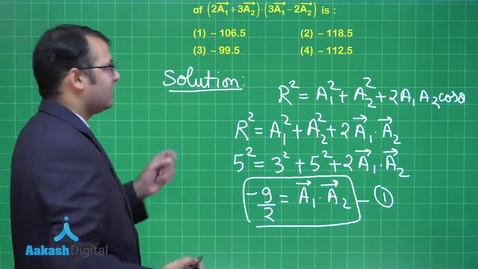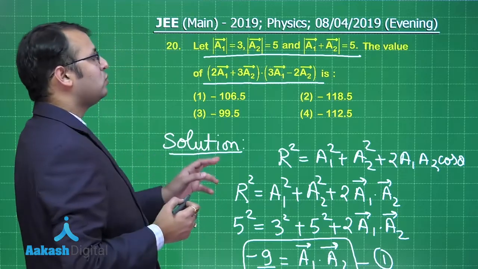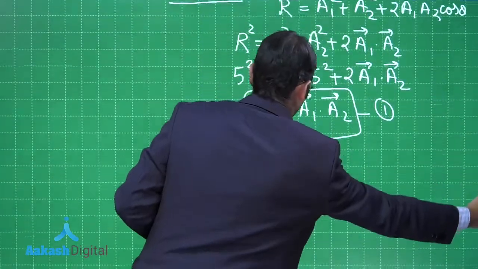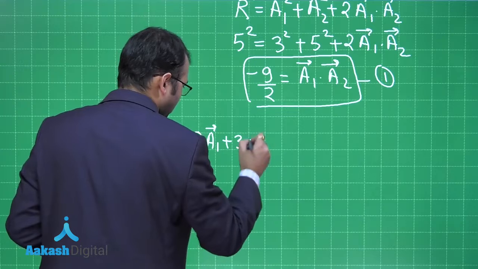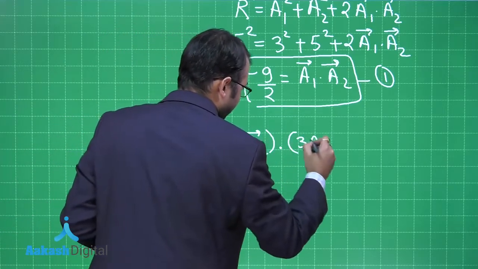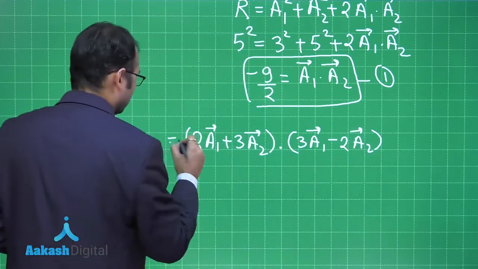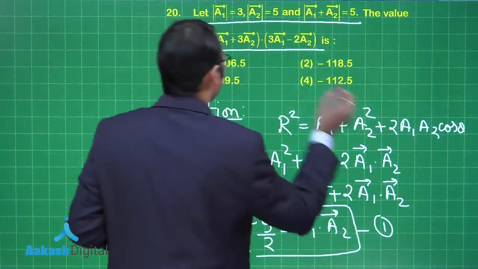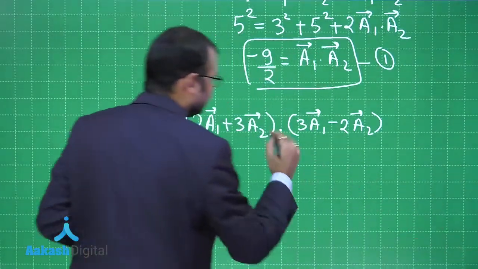Now let's talk about the second part. For the given expression of 2A1 plus 3A2, this has to be dot product with 3A1 minus 2A2. So let's write it, 2A1 plus 3A2 dot product 3A1 minus 2A2. This is the expression we are going to solve, and we need to simplify this one, right? Let's match it here. So that would be twice of A1 plus thrice of A2 and 3A1 minus 2A2. Now let's open the brackets for instance.